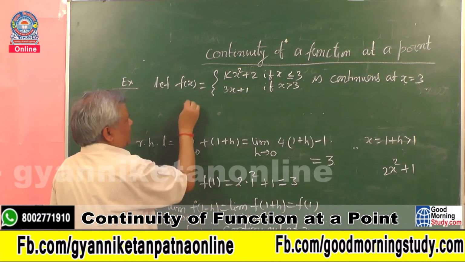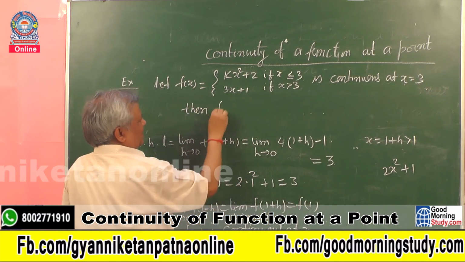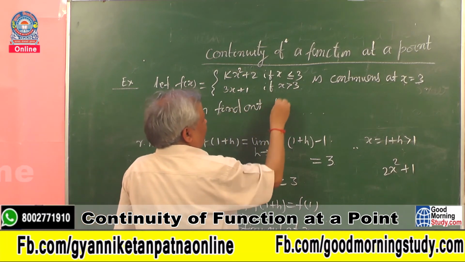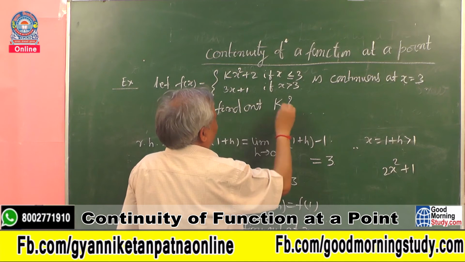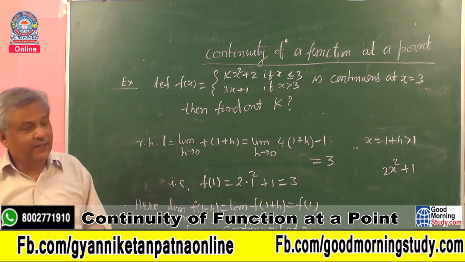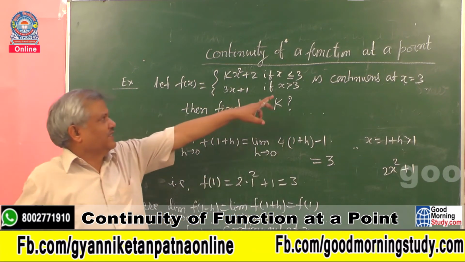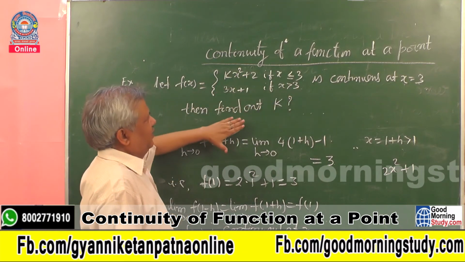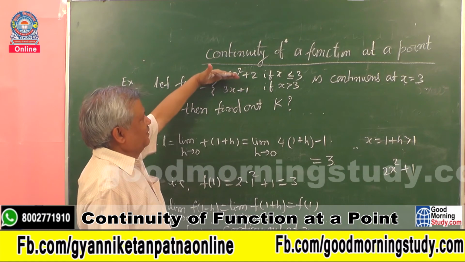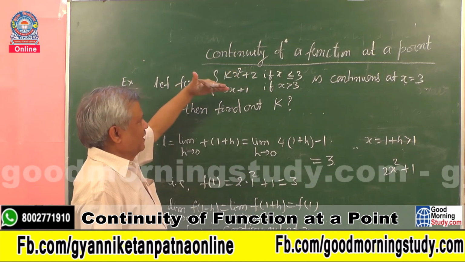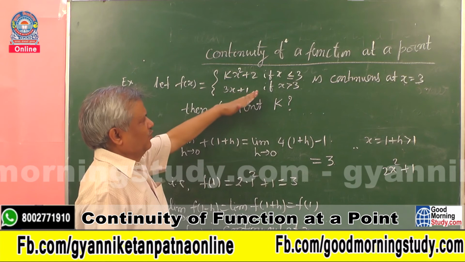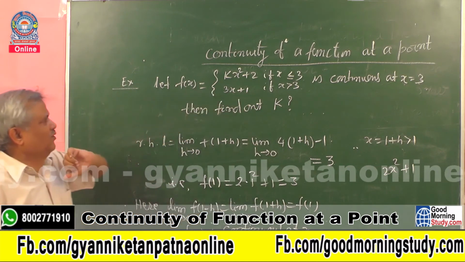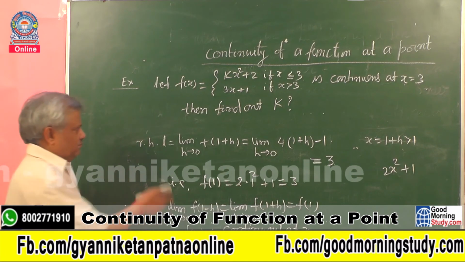We have to obtain the value of k. The function has already been given. The function is continuous at x equal to 3. So what shall we do here? We find out the left hand limit, we find out the right hand limit, we find out the value of the function, we equate them, and from there we have the value of k.